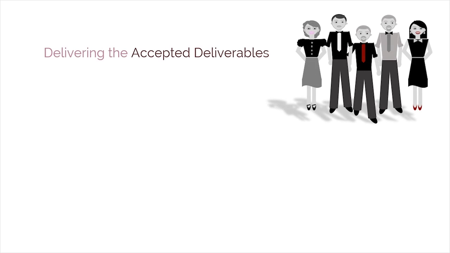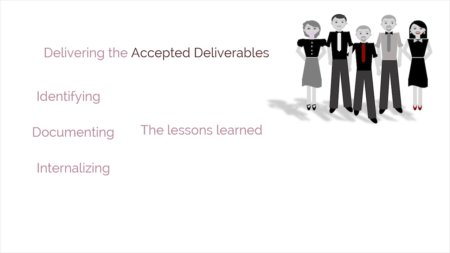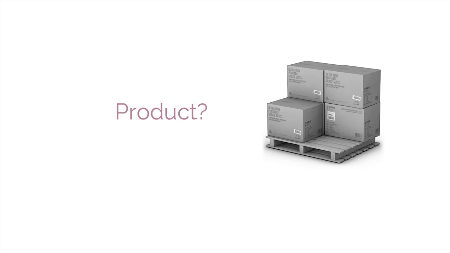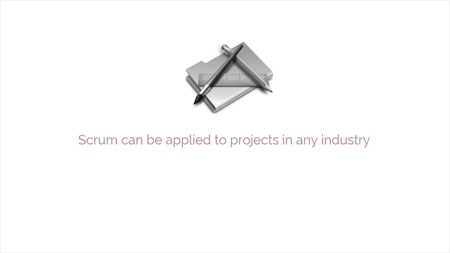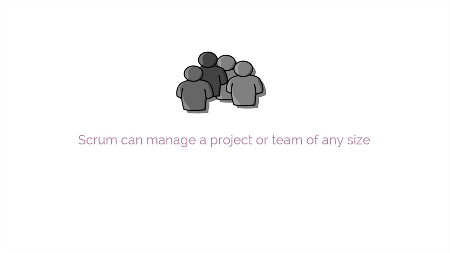The release phase emphasizes delivering the accepted deliverables to the customer and identifying, documenting, and internalizing the lessons learned during the project. The term product in the SBOK guide may refer to a product, service, or other deliverable. Scrum can be applied effectively to any project in any industry, from small projects or teams with as few as 6 members to large, complex projects with up to several hundred team members.